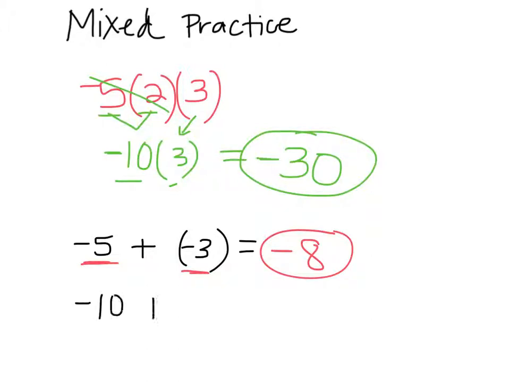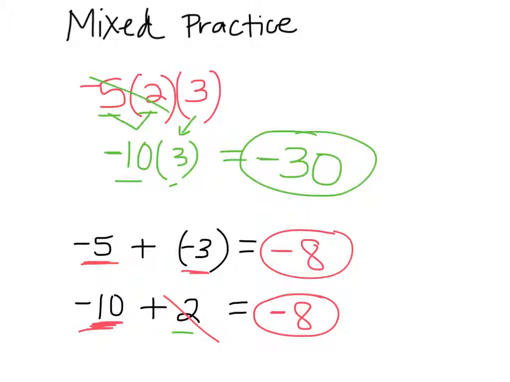Now let's try one with different signs. Negative 10 plus 2. I have some negatives and some positives. I can't combine those, so I'm going to have to cancel out. 2 positives are going to cancel 2 of these out. So 10 take away 2 is 8. My answer is 8, and I had more negatives left, so my answer is negative 8.